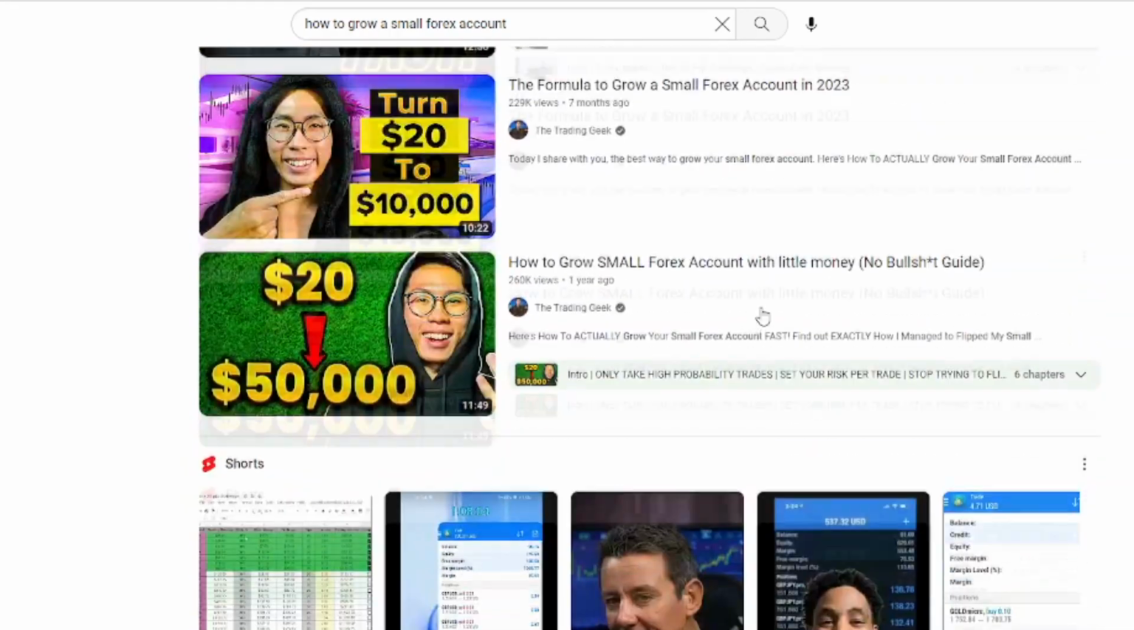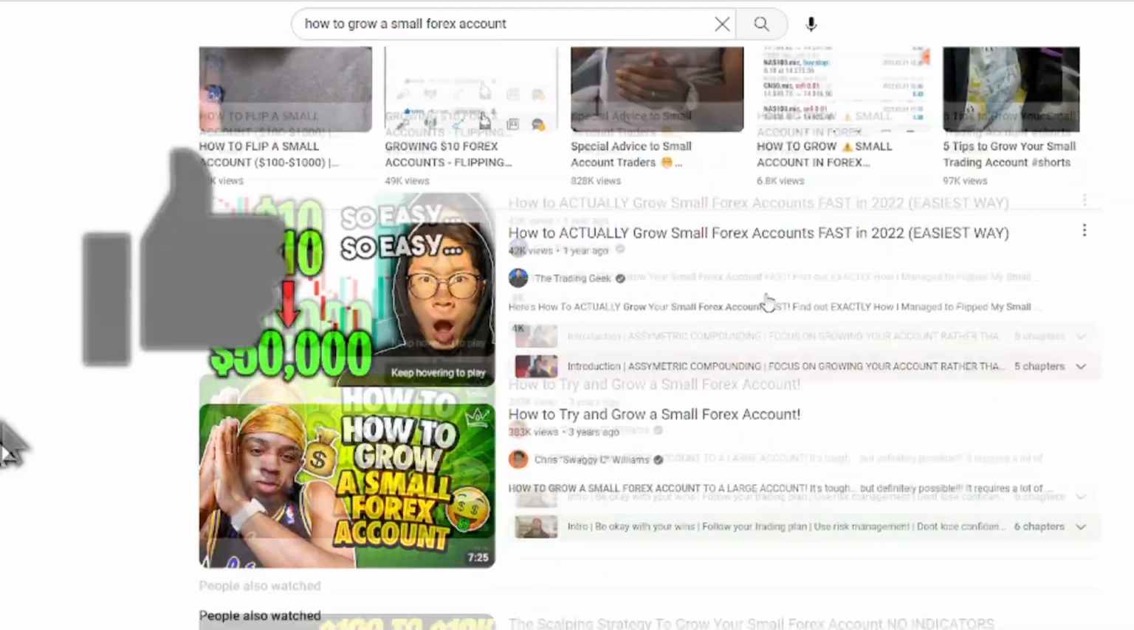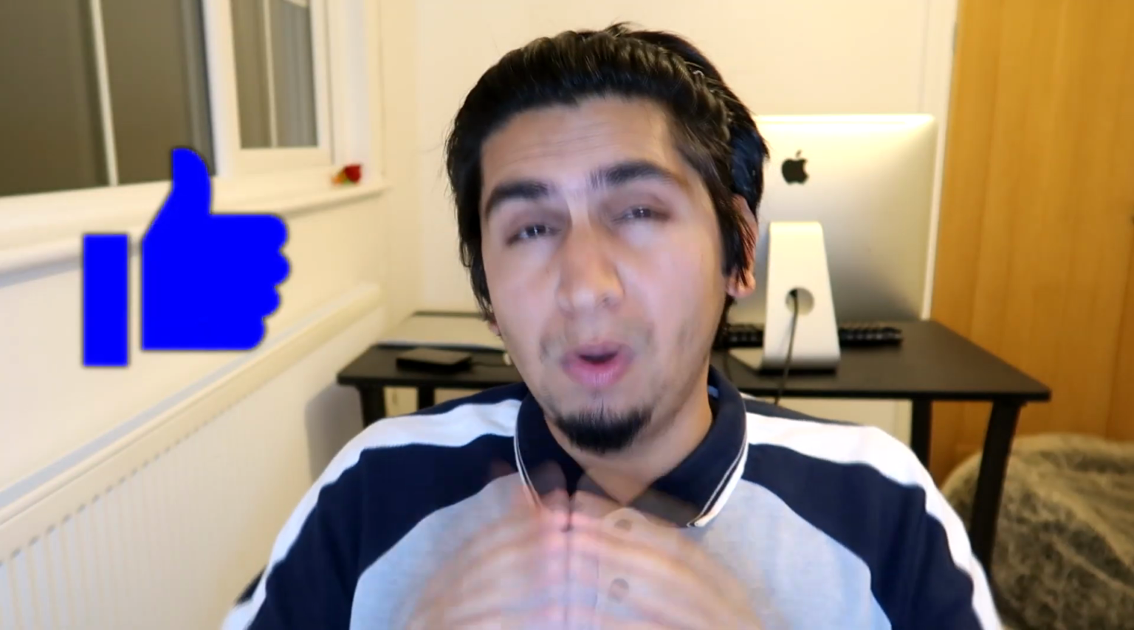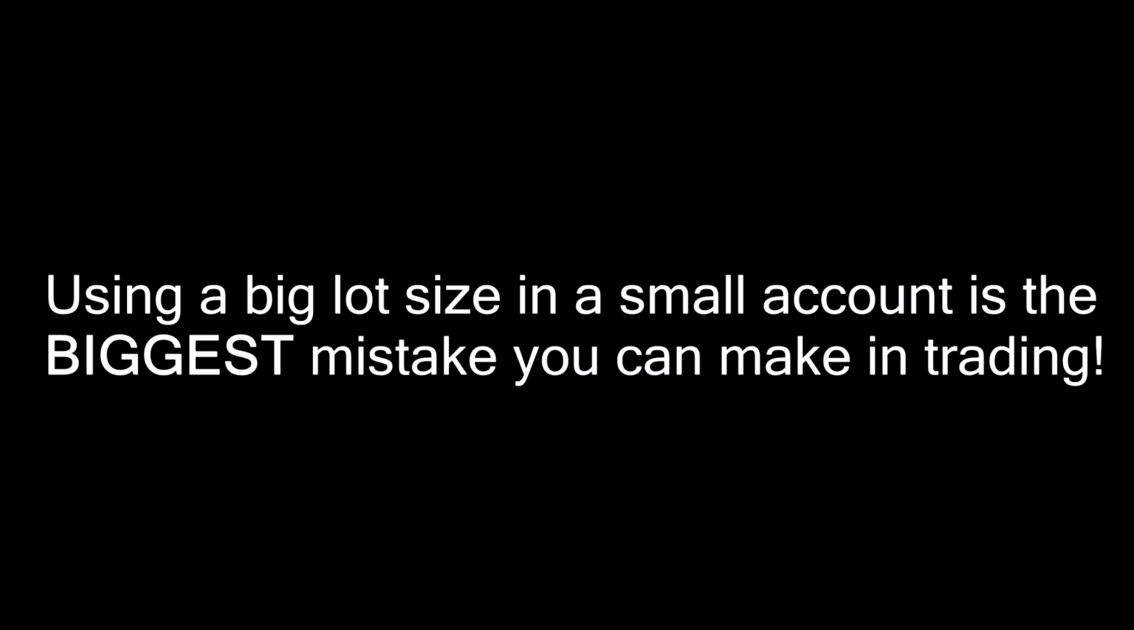The key part is being the right way, because there's a lot of videos on YouTube that teach you a lot of stuff, but a lot of them don't work. And one of the reasons why people lose a lot of money in trading is because they use big lot size in a small account, and that's basically gambling. You might as well go to the casino. Using a big lot size on a small account is a no-no, and it's one of the biggest mistakes you can make in trading.